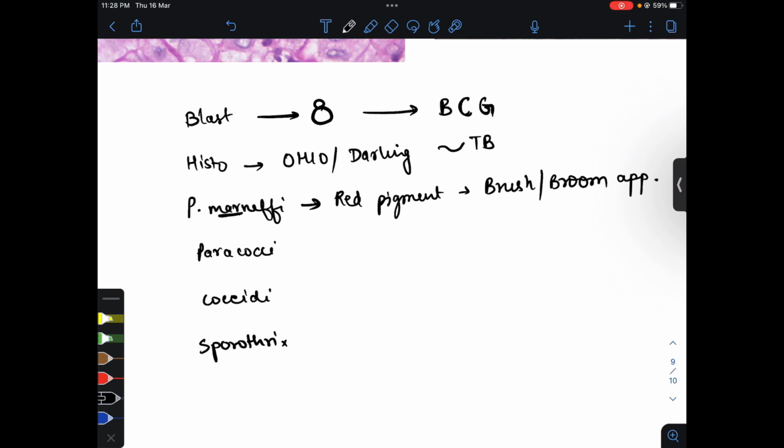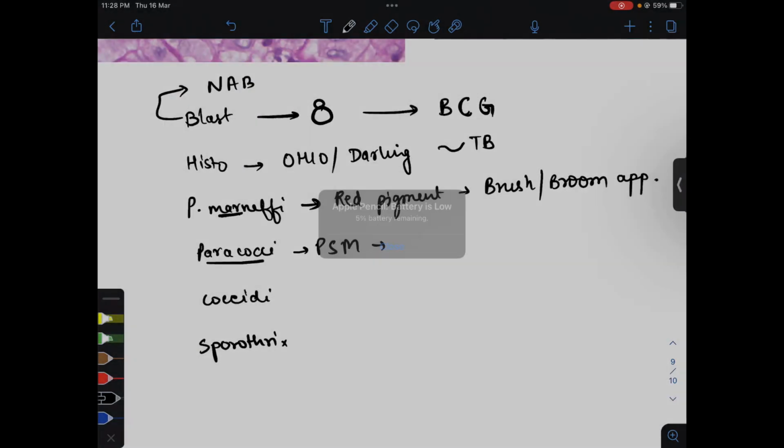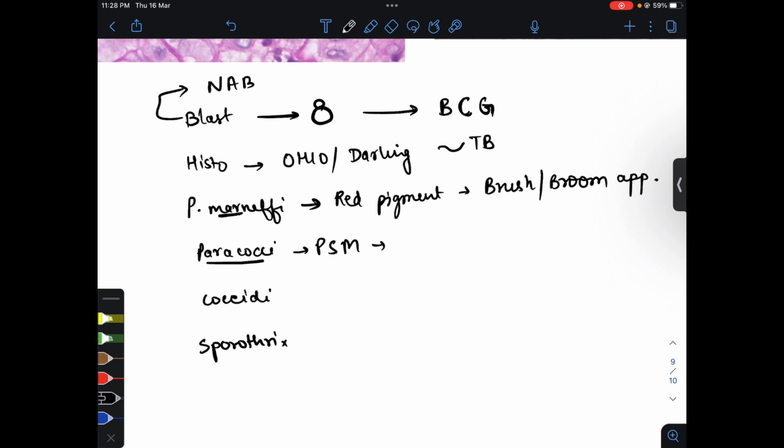After Penicillium marneffei we have paracoccidioidomycosis. For this we have the mnemonic PSM. It is also known as South American blastomycosis, while blastomycosis is also known as North American blastomycosis. For this PSM we also remember that in paracoccidioidomycosis we see a pilot wheel appearance, or the other one, the mariner's wheel appearance.